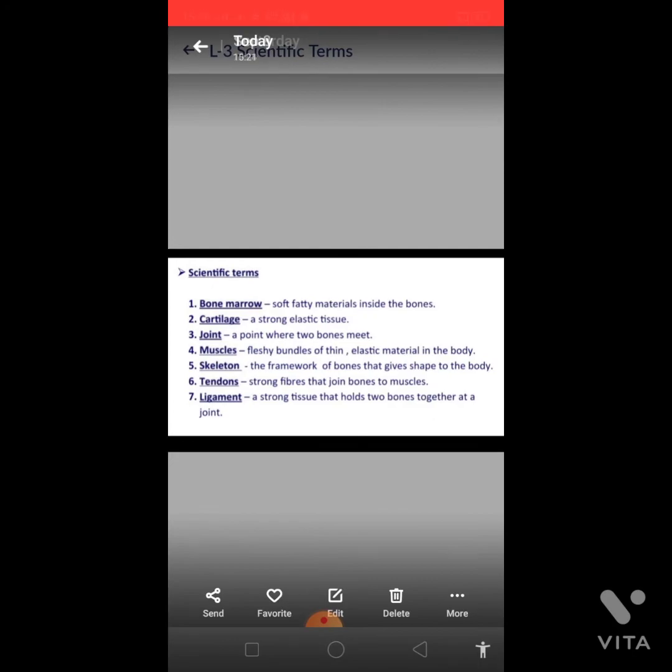Okay? From lesson number 3, there are a total of 7 scientific terms and you will have to prepare them for your upcoming week test. Okay? Number 1 is bone marrow, soft fatty material inside the bones. Cartilage, a strong elastic tissue. Joint, a point where two bones meet. Muscles, fleshy bundles of thin elastic material in the body. Skeleton, the framework of bones that gives shape to the body. Tendons, strong fibers that join bones to muscles. Ligament, a strong tissue that holds two bones together at a joint.